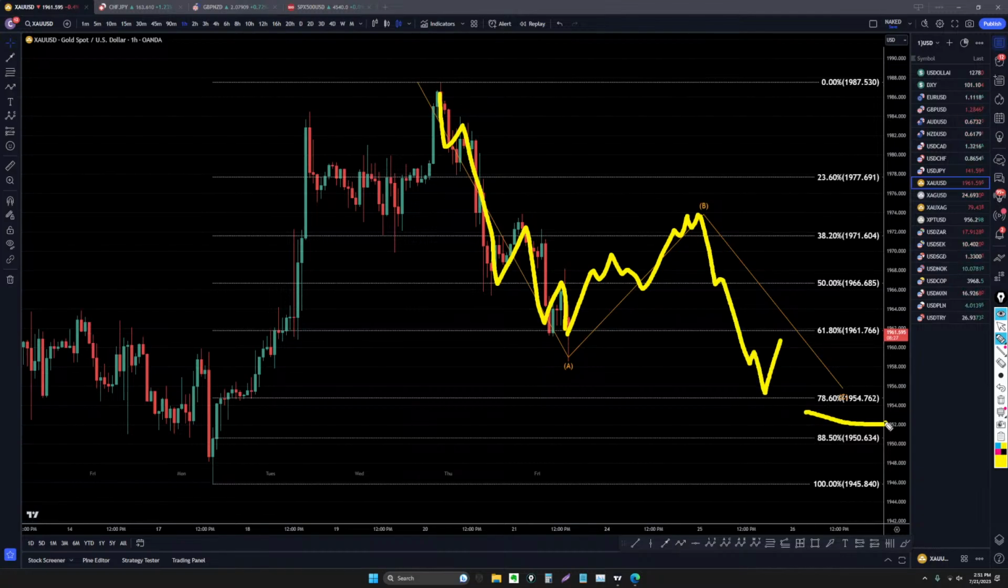I think there's a good likelihood the 78.6 or the 61.8 will be where this turns, ending an ABC crescent, most likely on the 26th, which is the FOMC news, and most likely continuing the uptrend.